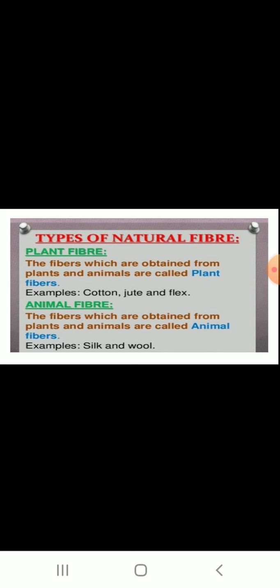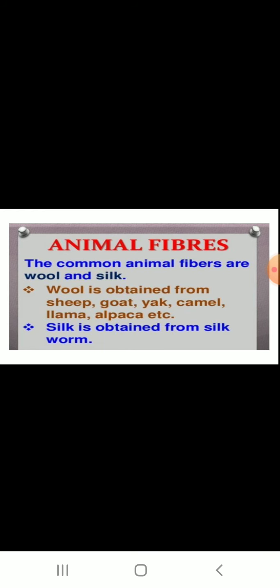Animal fibers means silk and wool will come. So we are going to get a fiber from the silk and wool. Plant fibers are especially from the plants, not from animals: cotton, jute and flax. The common animal fibers are wool and silk. In this year we are studying about wool and silk.